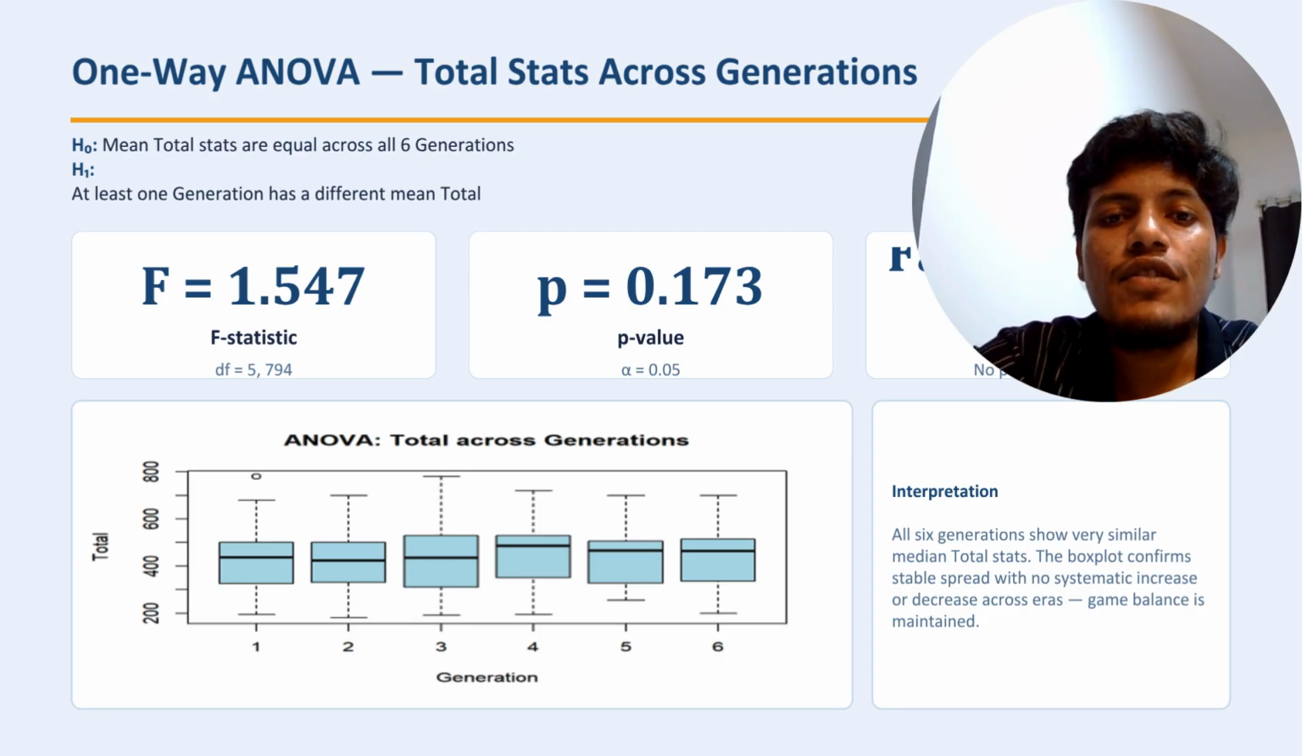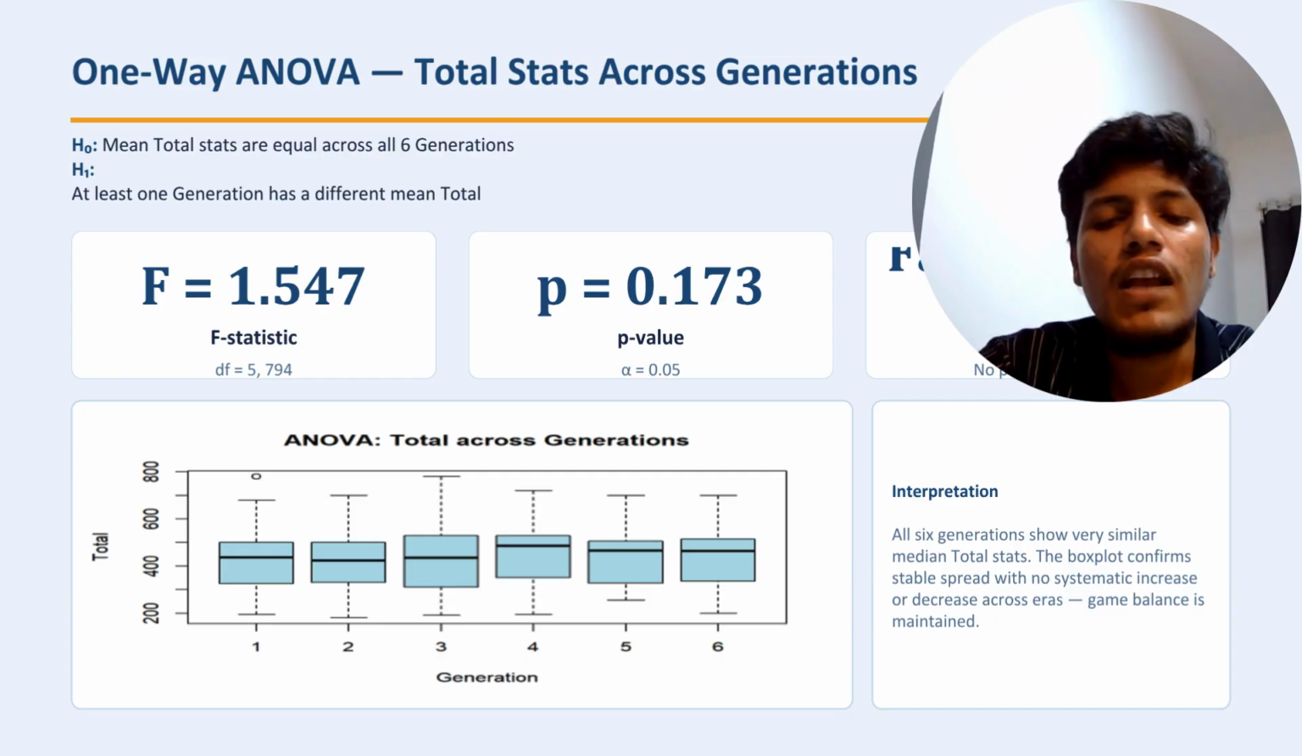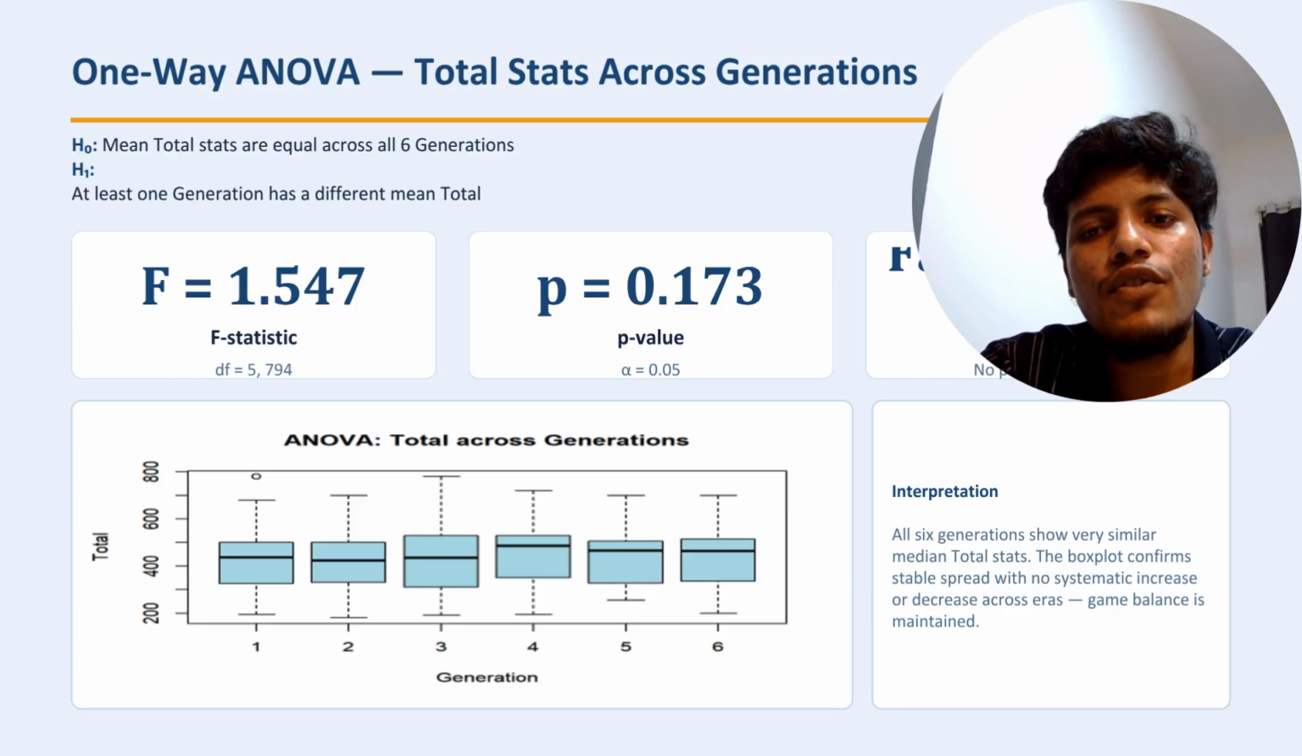Okay, next, our question was: does the average total stat change across the six generations? The ANOVA result is F equals 1.547 and p equals 0.173. Since p is greater than 0.05, we fail to reject the null hypothesis.